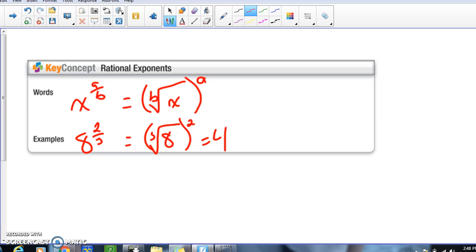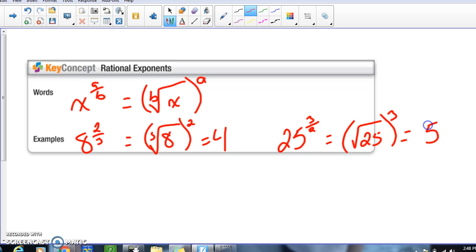If I had something like, let's go with 25 to the 3 over 2. Okay, that denominator would become my root, so that would end up being the square root of 25, and then I'd have to raise that answer to the third power. Well, the square root of 25, hopefully we know, is 5. If I raise that to the third power, I would get 125.